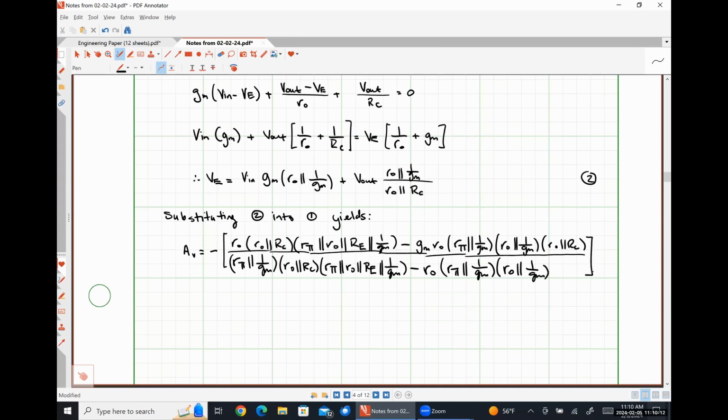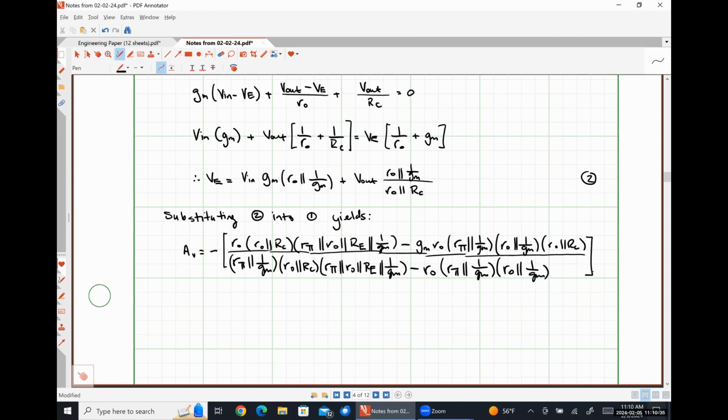Close things out there. So this is what things look like with the early effect included and emitter degeneration. And this is horrifyingly gross. And there's really not a whole hell of a lot of information that we can glean from this thing because it's so horrifyingly gross, right?